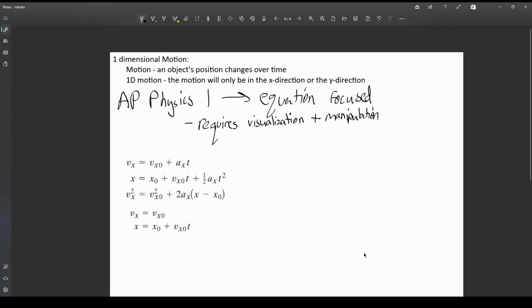For one-dimensional motion, we'll first take a look at the x direction equations. So for the first equation, it's Vx is equal to V naught x plus axt. So what do these variables mean? What Vx means in the context of these equations, Vx is final velocity.